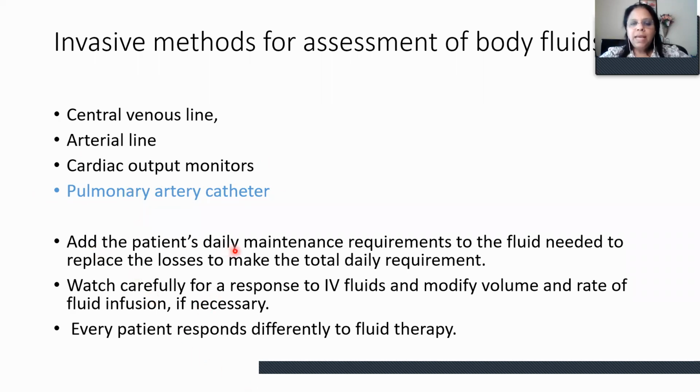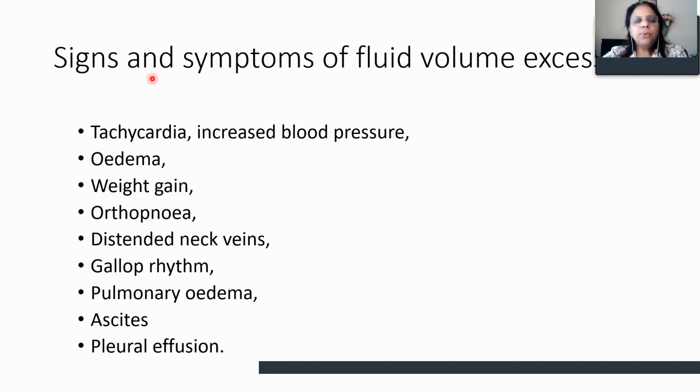So add the patient's daily maintenance requirements to the fluid needed to replace the losses to make the total daily requirement, and watch carefully for a response to IV fluids and modify the volume and rate of fluid infusion if necessary. Every patient responds differently to fluid therapy, that has to be reminded. Whenever we give fluids, we should not forget fluid volume excess as well, because that may be a problem. Most of the time in ICU, patients are in fluid volume excess because they are just being given fluids.